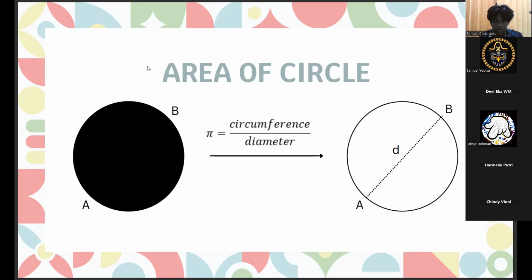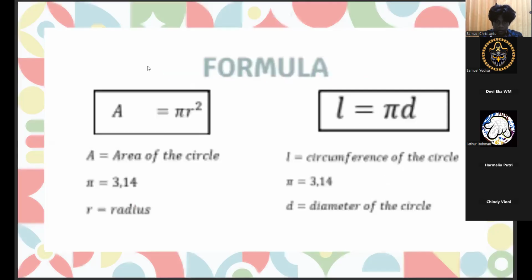Okay, we can construct the left one, the circle, into the area of the circle on the right one. There's a circle which has D as the diameter from A to B, and A and B are points from the set that makes the circle. So the next slide, please.